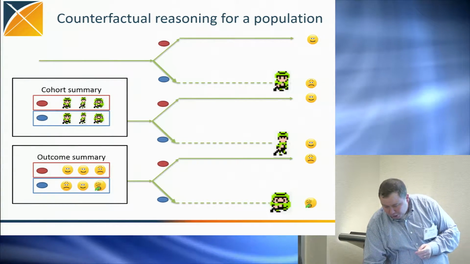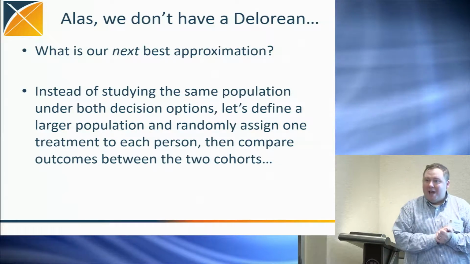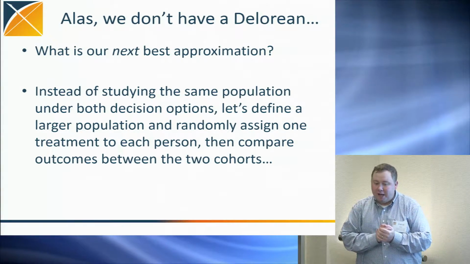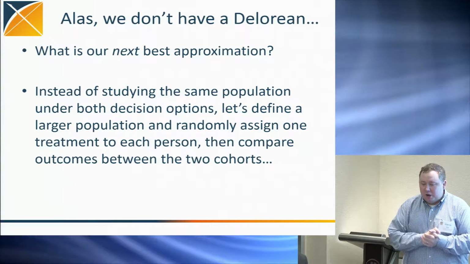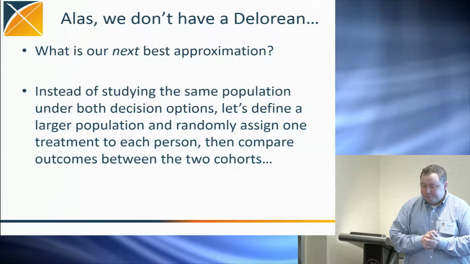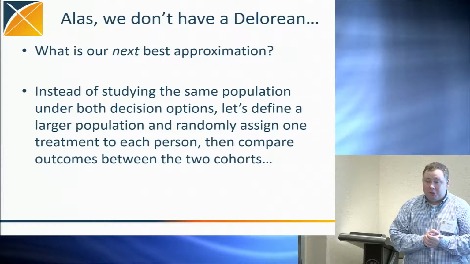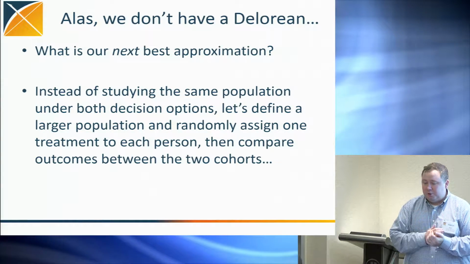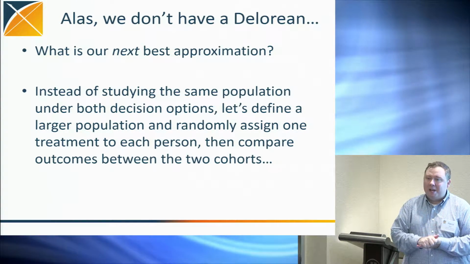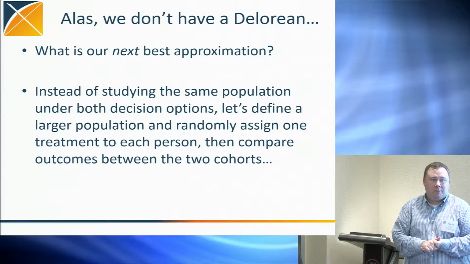All right, so one little limitation. We don't have a DeLorean. We can't go back in time quite yet. So what is our next best approximation? Well, what we typically will talk about in a lot of the work that we'll do is we'll think about how we could randomly assign patients to one treatment or the other.